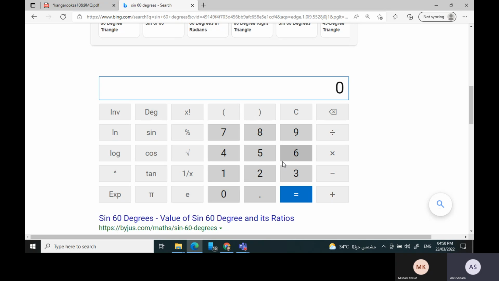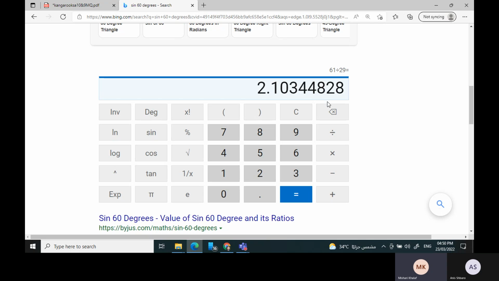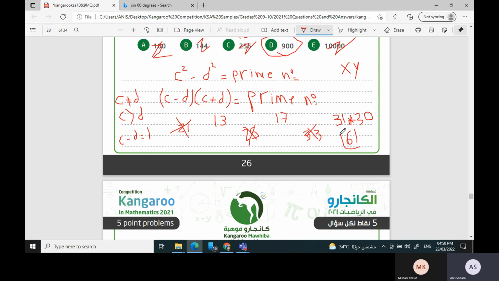So 61 divided by 29. If it's divisible by 29, I'm going to quit my job. Okay, it's not. So simply it's a prime number. We double checked that.